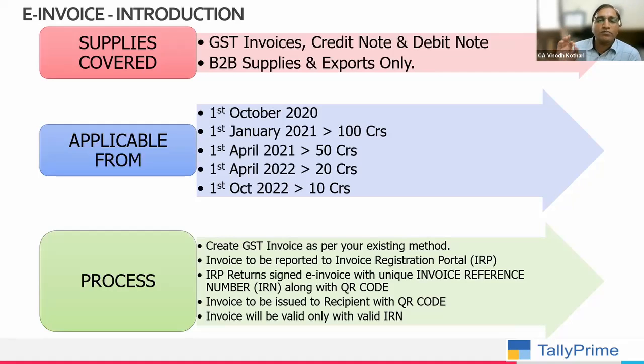So E-Invoice should be generated only for B2B supplies and not for B2C supplies, and including export supplies. It is applicable from various deadlines, starting from 1st October 2020, and as on date, from 1st October 22, the turnover limit is reduced to 10 crores, in any one financial year.